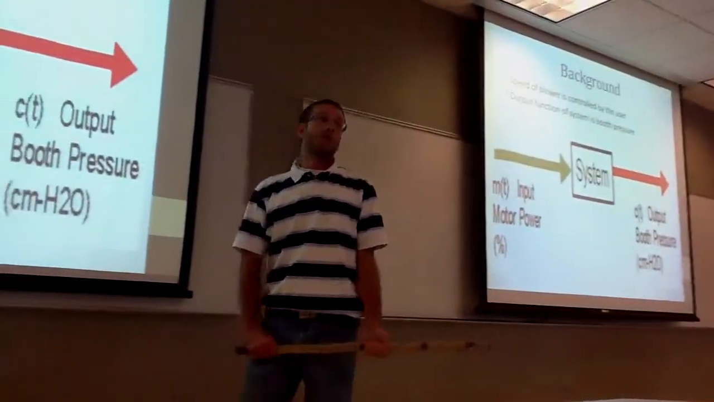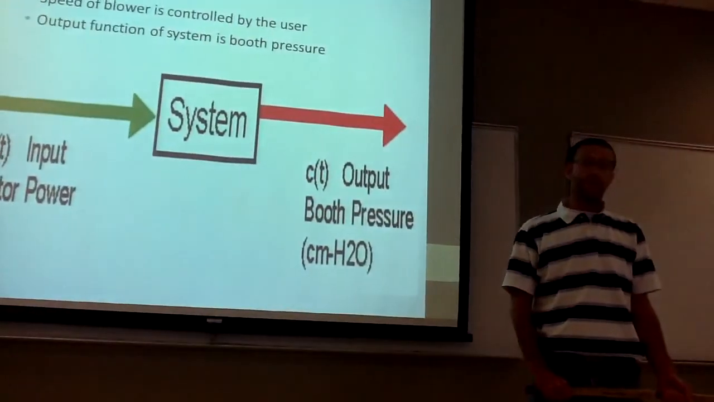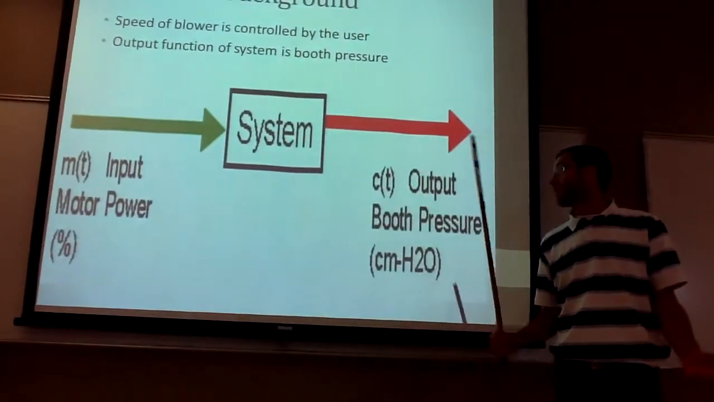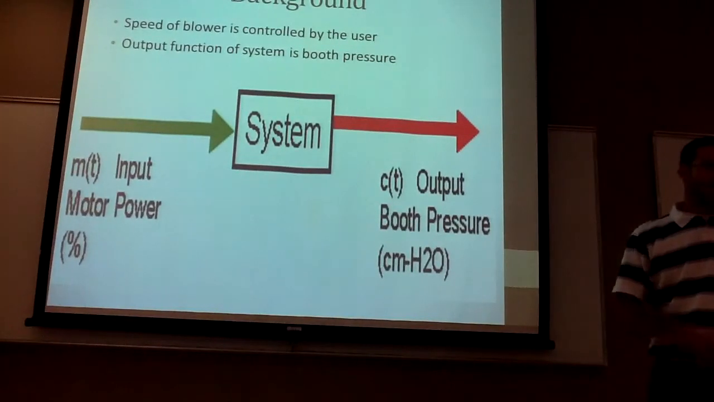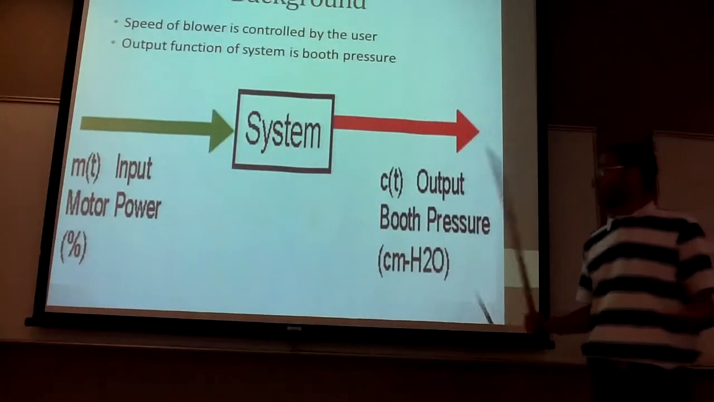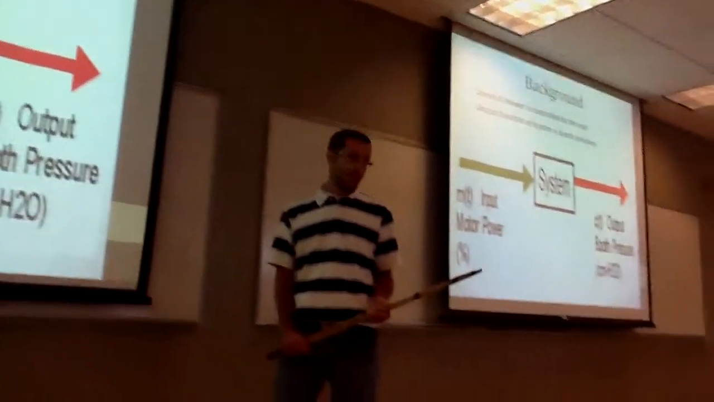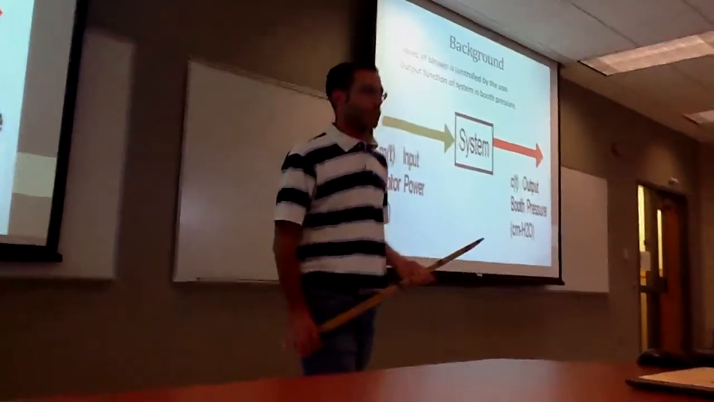Speed of the blower is controlled by the user, so that's the manipulated variable. It's measured in percent of the total motor power, so you can put it in as 100%, 0%, or anything in between. The output of the system is pressure to the booth, which is measured in centimeters of water. That's the control variable.